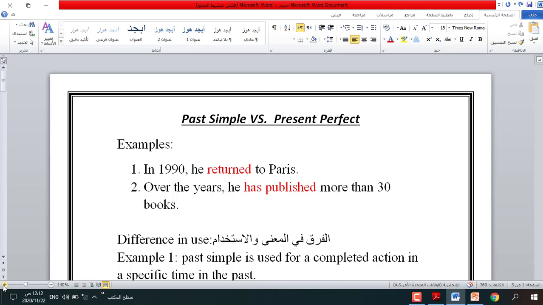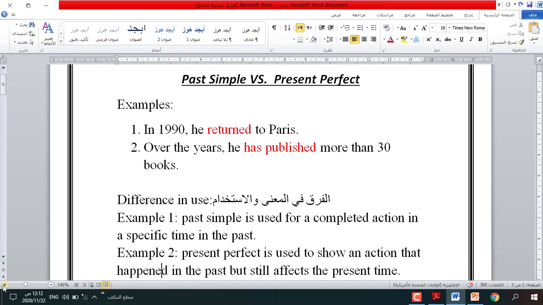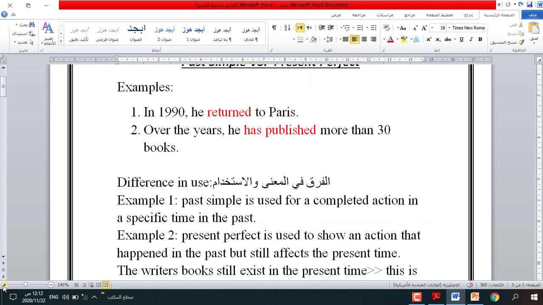In this lesson we are going to present the difference between the past simple and the present perfect for the 10th grade. For example, number 1, in 1990 he returned to Paris. Number 2, over the years he has published more than 30 books. So, as you can see, the difference in the meaning between these two examples is the following. In example number 1, the past simple is used for a completed action in a specific time in the past.